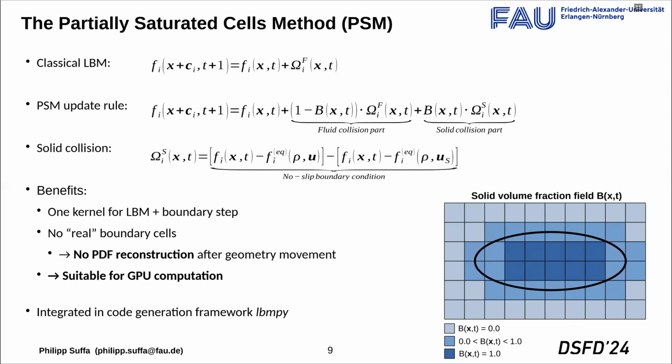Also worth mentioning is maybe that we included this partially saturated cells method in our code generation framework, LBMPy, which is capable of generating code for all different collision operators like SRT, TRT, cumulants, central moments, all this stuff. And it's also capable of using different streaming operators like push-pull, AA or isotwist or all this stuff. And it can even generate code for CPU as well as AMD and NVIDIA GPUs, which is the most important part.